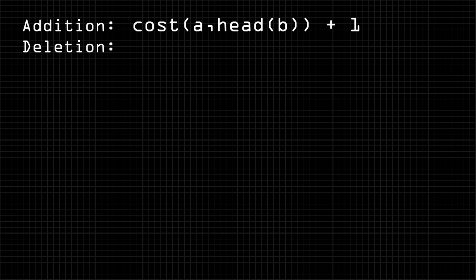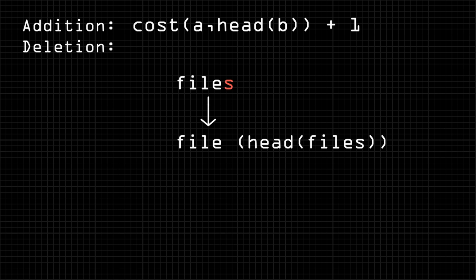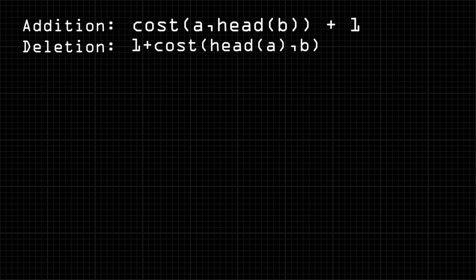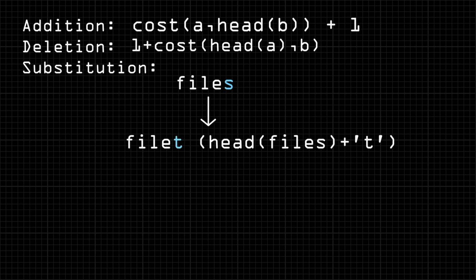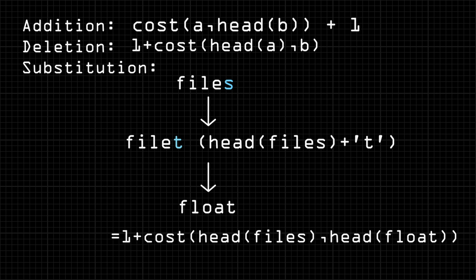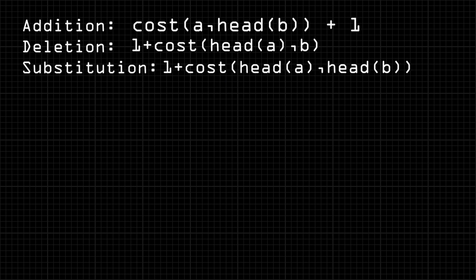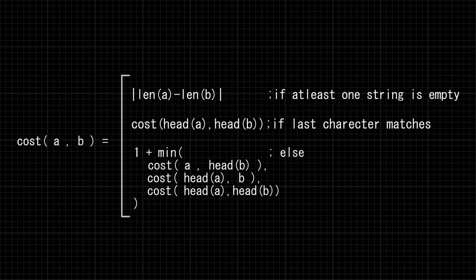In the deletion case, we delete the last character of the input string, which returns the head of the input string, and then we convert it to the designated string. This is 1 plus the cost of head of input string, B. In the substitution case, we convert the last character of the input string to the last character of the designated string, and then convert the heads. This becomes 1 plus the cost of head of input string, head of the designated string. Thus, we can rewrite this algorithm with the non-recursive parts included like this.